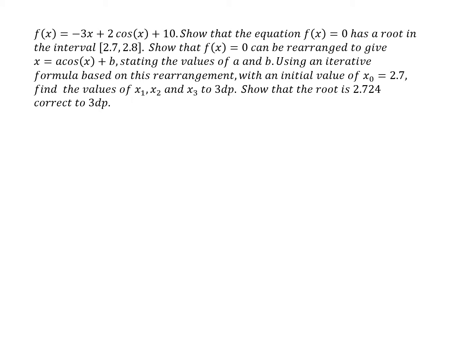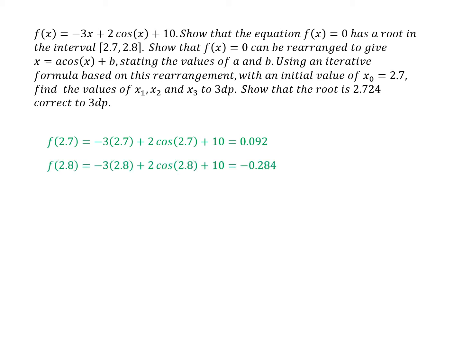So in order to show that there is a root in the interval 2.7, 2.8, we need to find the value of f of x when x is 2.7 and the value of f of x when x is 2.8. So that's f of 2.7 and f of 2.8. So f of 2.7 is that small positive number. You may have had trouble if you didn't use radians. So we see that when we use radians, we get a change of sign there between 2.7 and 2.8.